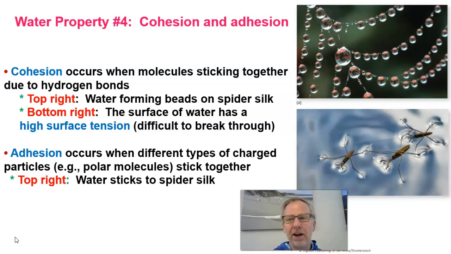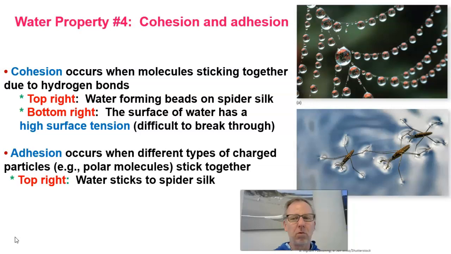Now on the bottom right, there's a picture of some insects, some water striders that live on the surface of the water. If you look carefully at their legs, you can see that the legs are resting on top of the water. They're not puncturing the water, but they're literally resting on top, just like your feet rest on top of a floor or the ground. The animal is not breaking through the surface of the water because the water has what's called a high surface tension.